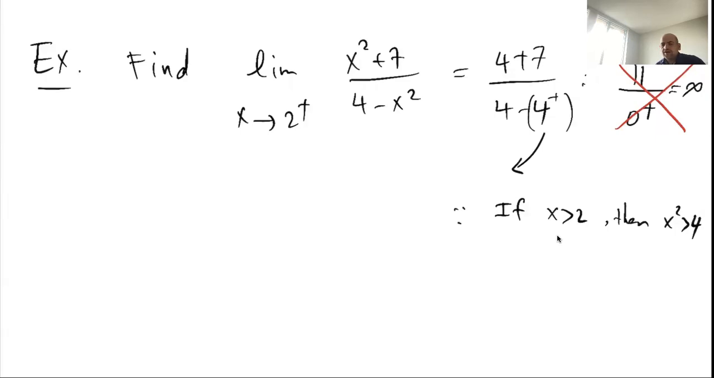Now 4 plus means a number a little bit bigger than 4, for example, 4.1 or 4.01. So for example, 4 minus 4.1, how much is it? 4 minus 4.1 is minus 0.1, or 4 minus 4.01 is minus 0.01. So 4 minus 4 plus is 0 minus.